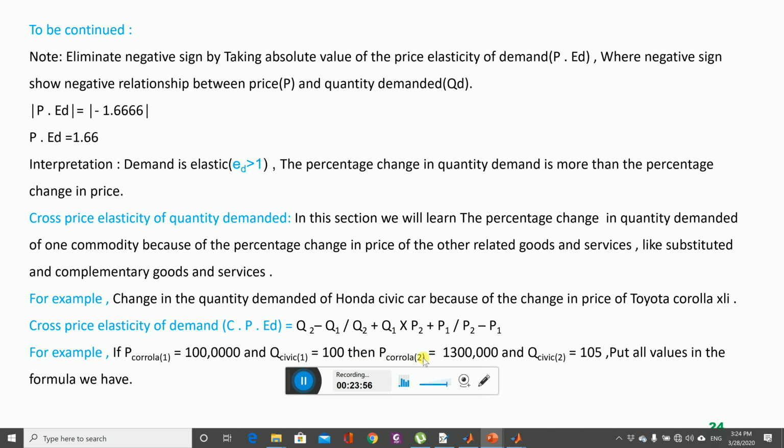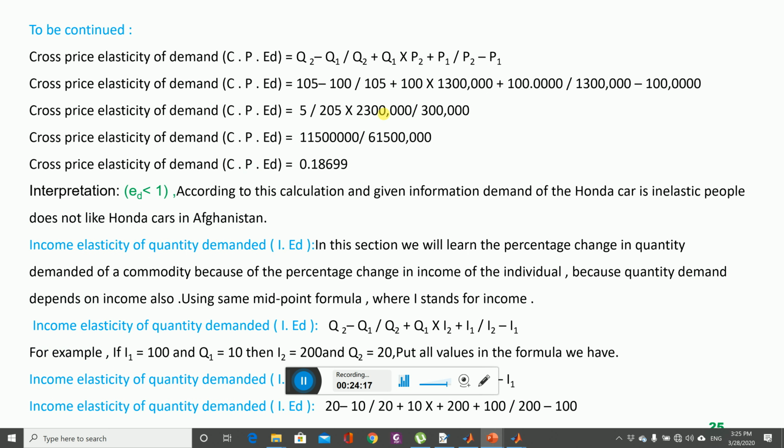Now the second price of the Corolla car, P2, is 13 lakh. It means Corolla car gets expensive, the price of Corolla increases. So as the price of Corolla increases, the second quantity demanded of the Honda Civic is 105. Put these values in the midpoint formula and calculate whether demand for this commodity is elastic or inelastic.